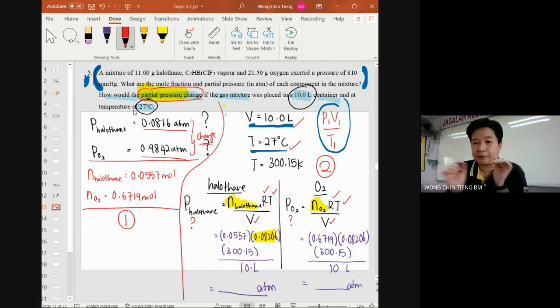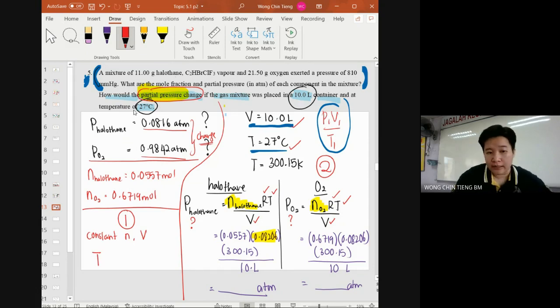Predict sahaja. Kita tak perlu value. Saya hanya perlu tahu, let's say, kalau saya ada constant number of mole and let's say the volume constant. So my question, pressure berubah kan? Pressure confirm berubah. So what do you think at the beginning, the temperature is higher or lower than 27 degrees Celsius? Predict sahaja.